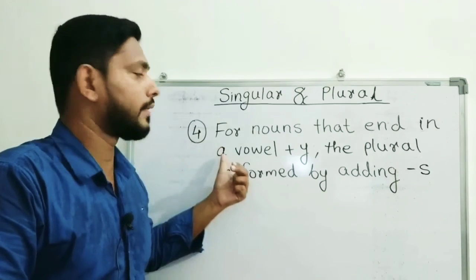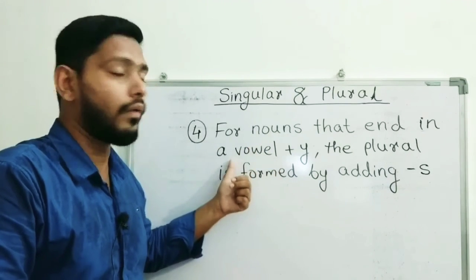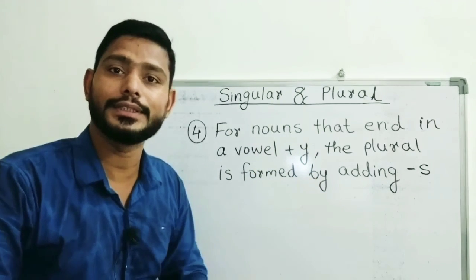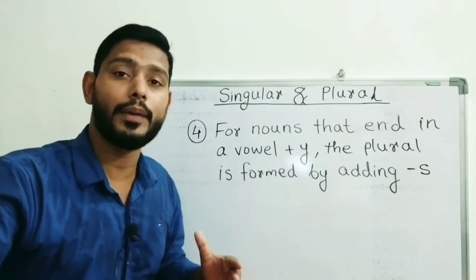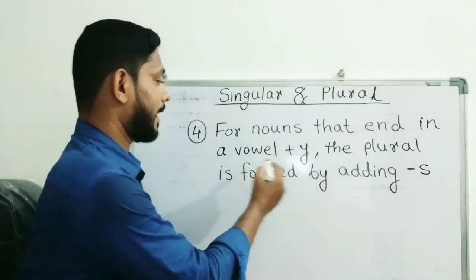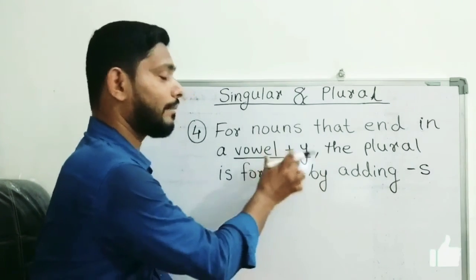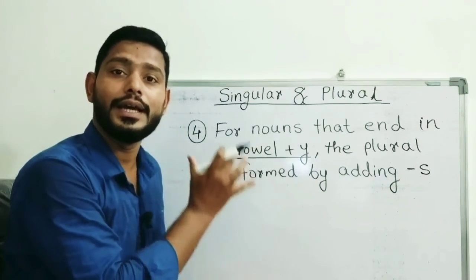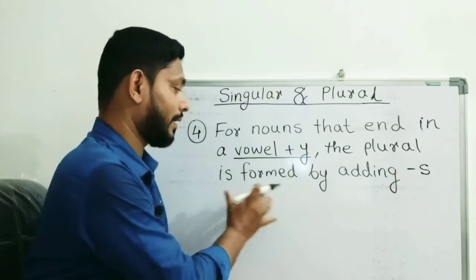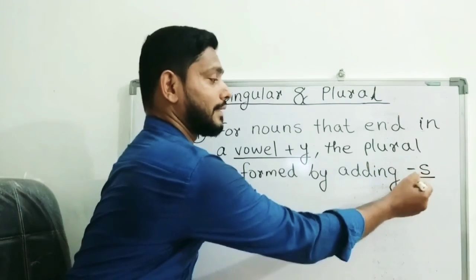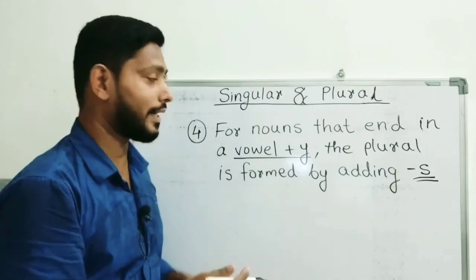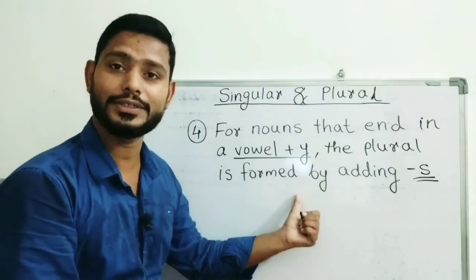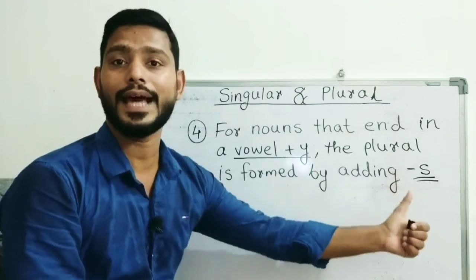Here is the fourth rule: for nouns that end in a vowel plus y, the plural is formed by adding s. This is something very important to keep in your mind, that nouns that end with a combination of vowel plus y have to be changed to plural by adding s. This is something very easy for you: nouns that end with vowel plus y are changed to plural by adding s at the end of the singular noun.